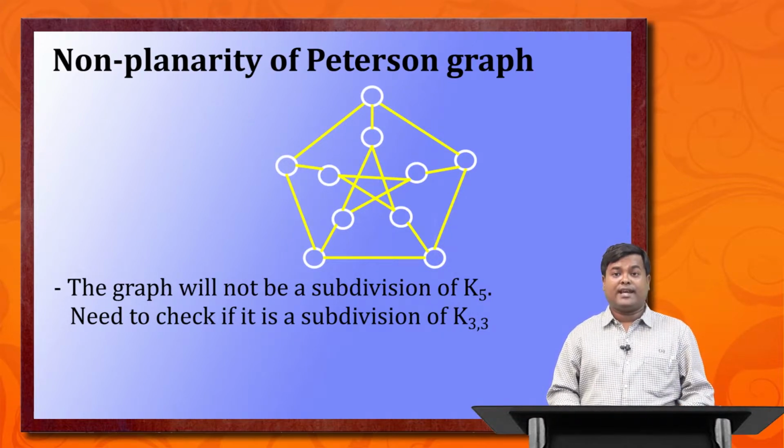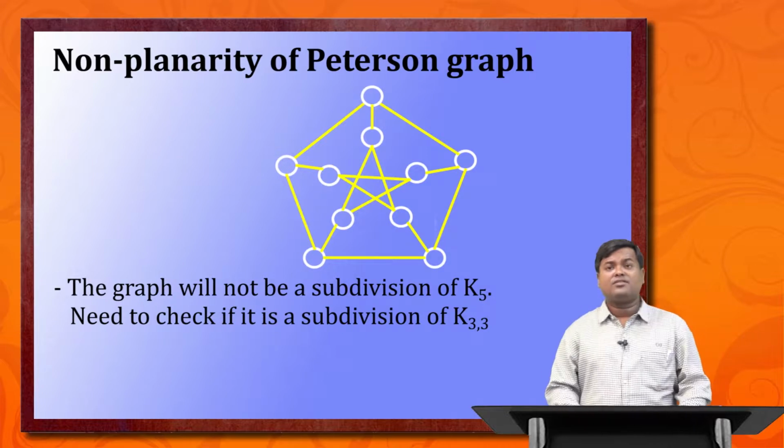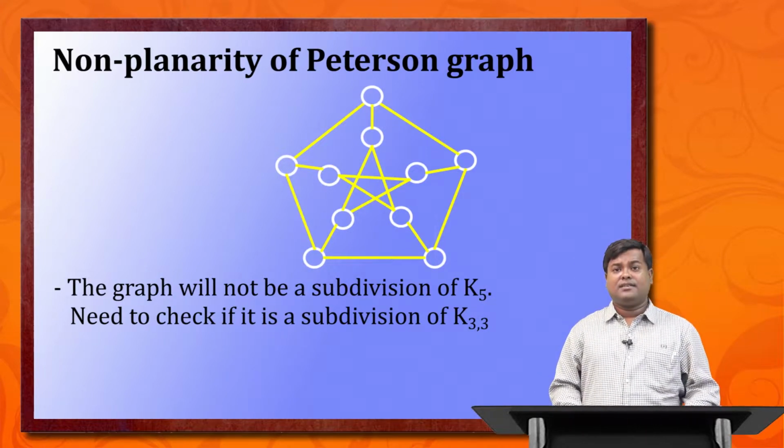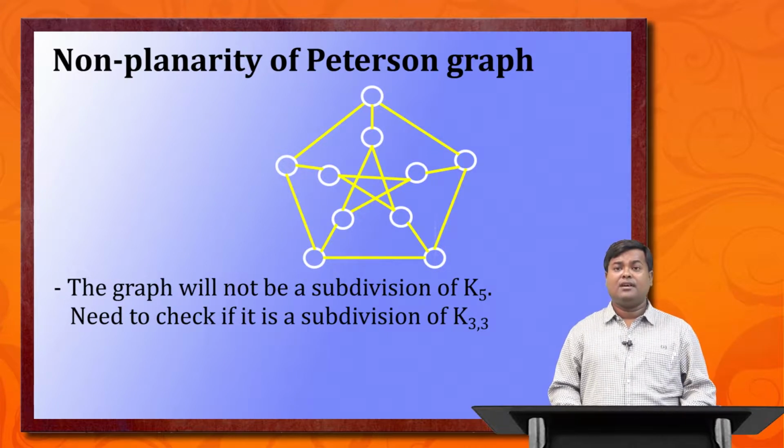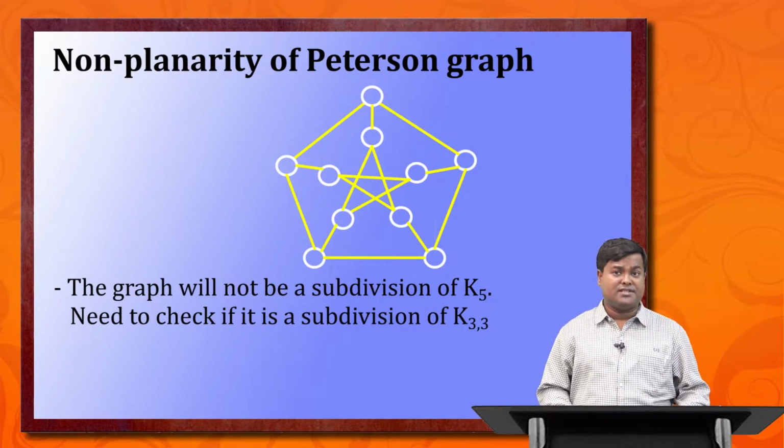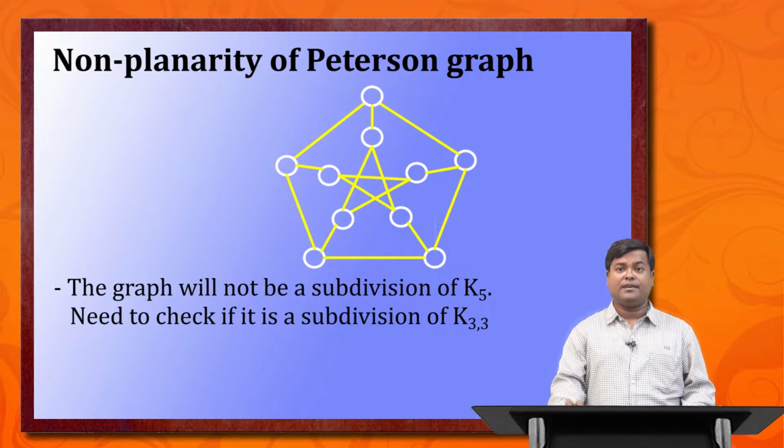But we need to check if it is a subdivision of K33, because the complete bipartite graph on 6 vertices also has degree 3 for each and every vertex. Now in the Petersen graph we are also seeing that every vertex has degree 3. This is a probable candidate, and we need to check whether we have a subdivision of K33 inside this Petersen graph or not. Okay, so let's start with this procedure.